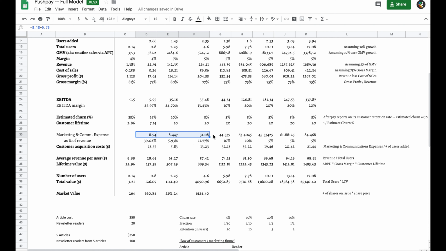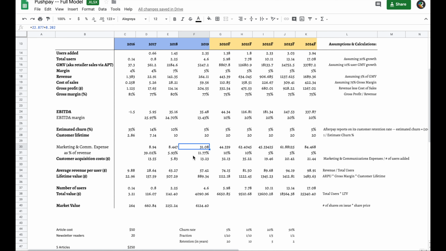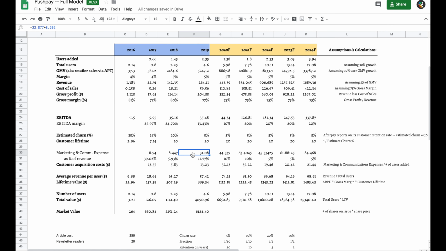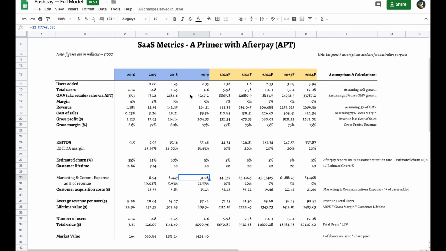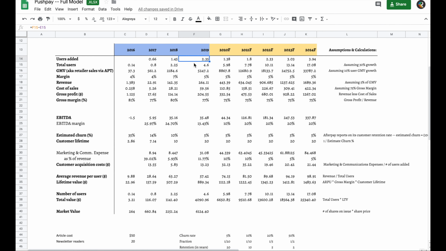If they spent $31 million on marketing, that's the marketing cost to get a user to download the app and start using it, right? You can get that in most companies' annual reports under the expenses line items. Okay, so let's just go through it. Let's use 2019. So we've got users added. That's just the difference between how many they reported they had this year and the year before.